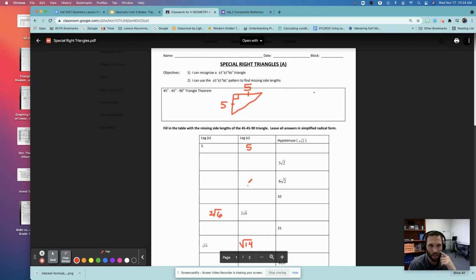All right. And then for this, the hypotenuse, if it gives you this, remember that the hypotenuse is just the length of the leg times root 2. So if it's times root 2, then that would just be 6.